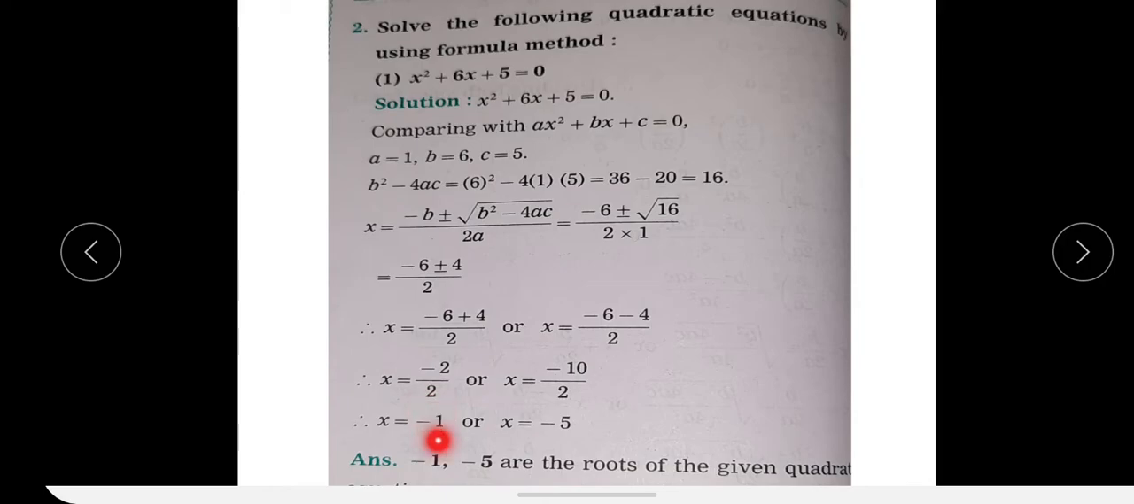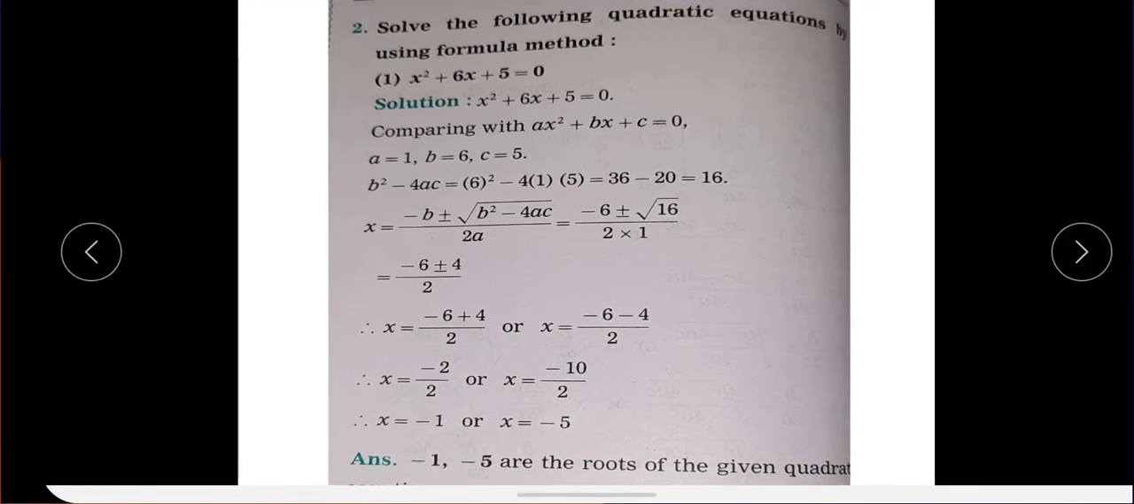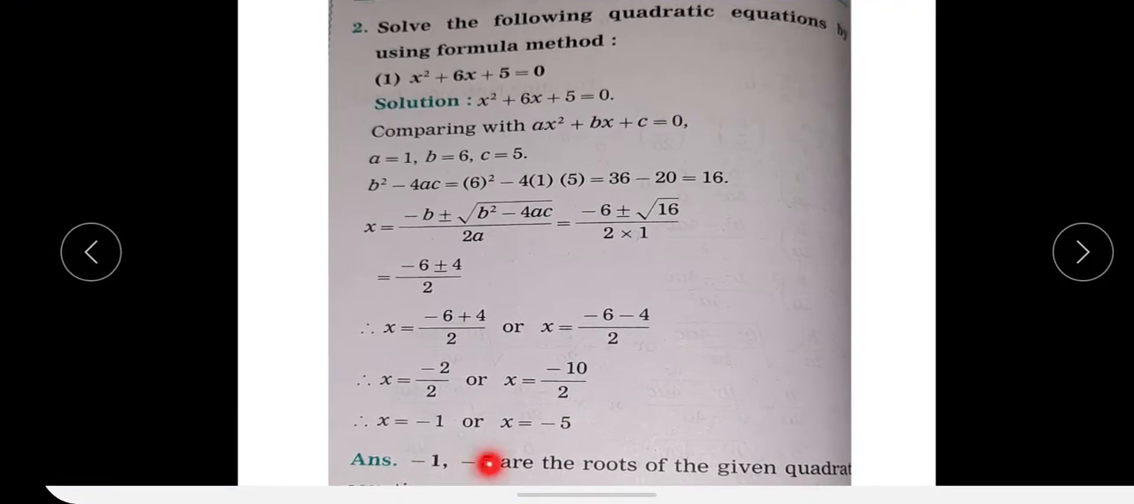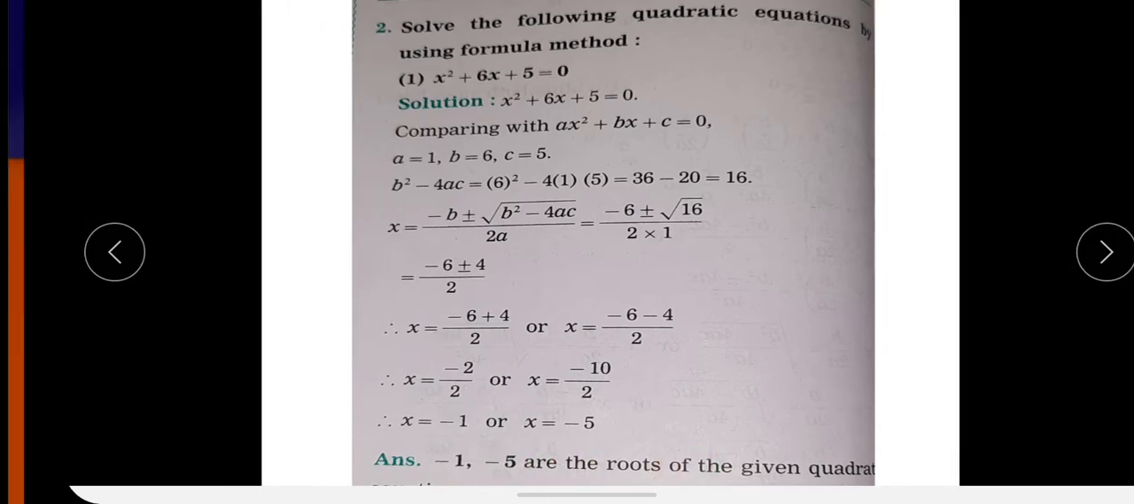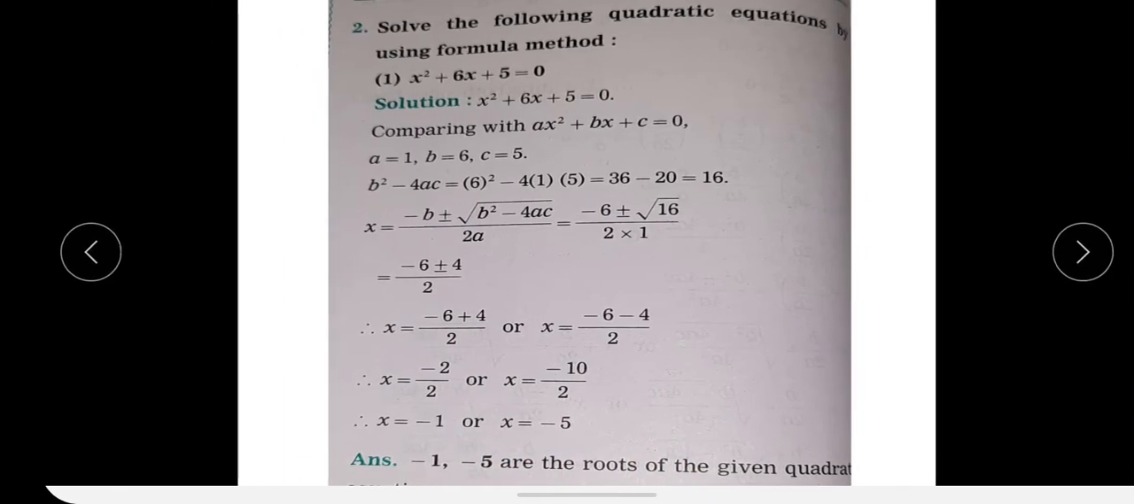Minus 2 upon 2 is minus 1. Now x is equal to minus 6 minus 4, which is minus 10, upon 2 as it is. Again minus 10 upon 2 is minus 5. The values of x are minus 1 and minus 5. Then write down the answer completely as minus 1 and minus 5 are the roots of the given quadratic equation.